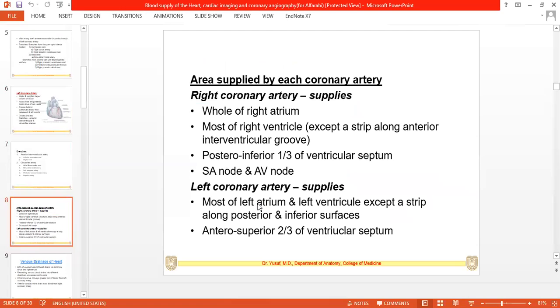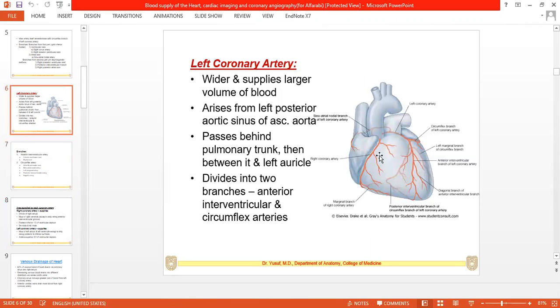So now coming to the area supplied by each coronary artery. What is the area supplied by each coronary artery? The right coronary artery supplies the whole of the right atrium and most of the right ventricle, because it is on the right side. As we can imagine, the right coronary artery will be supplying the whole of the right atrium as well as most of the right ventricle, except a strip along the anterior interventricular groove, because along the anterior interventricular groove is the anterior interventricular branch, which is coming from the left.